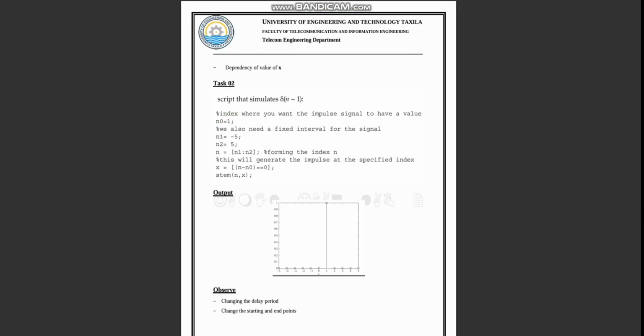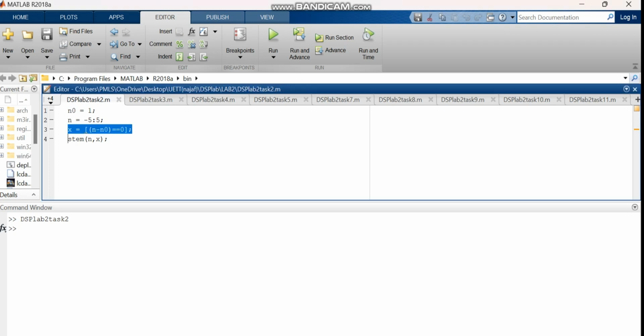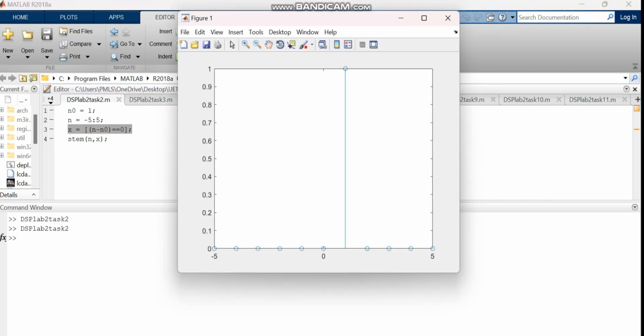In task number 2, we have been given the code and we have been asked to observe the change by delaying the period and changing the starting and ending points. In this code, n0 is the starting point, n1 is the lower limit and n2 is the upper limit. And the line provided here will give you the desired step signal. Now if we plot it, we see the following graph.